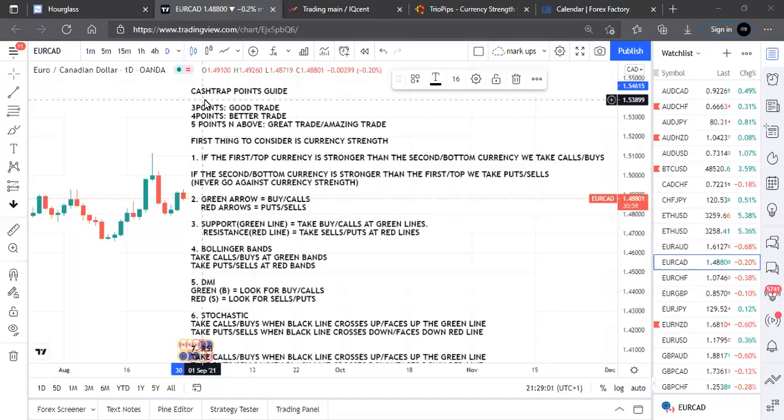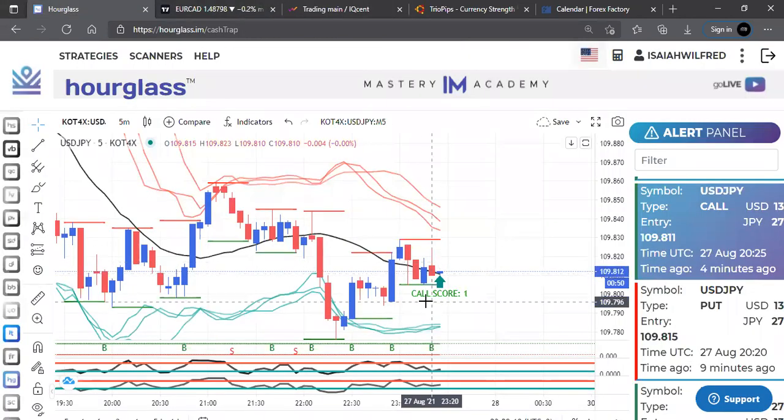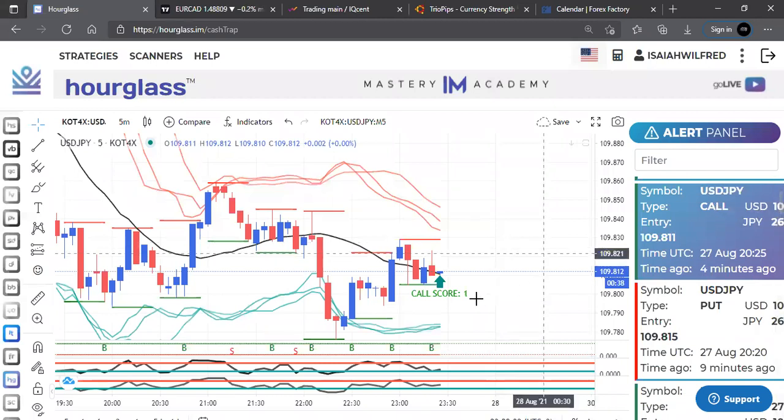So like I said, 3 points is what? A good trade. So now if you go back to our class, what we have here is what? It's just 1 point. So it's not even good to take. You see that it's against the currency strength. The currency strength meter is telling us to sell, and Cashtrap is calling what? It's calling buy. It's against the currency strength.